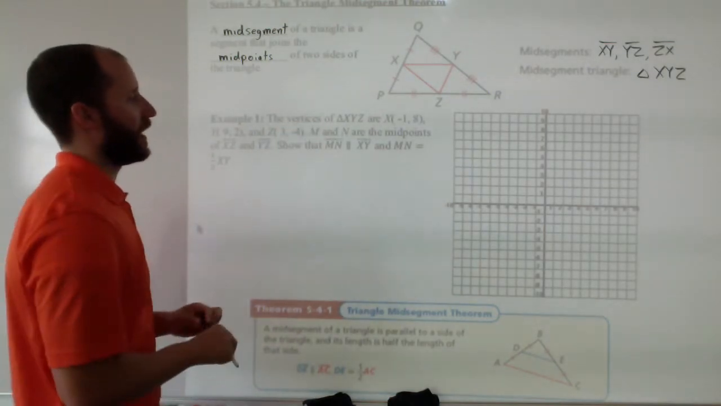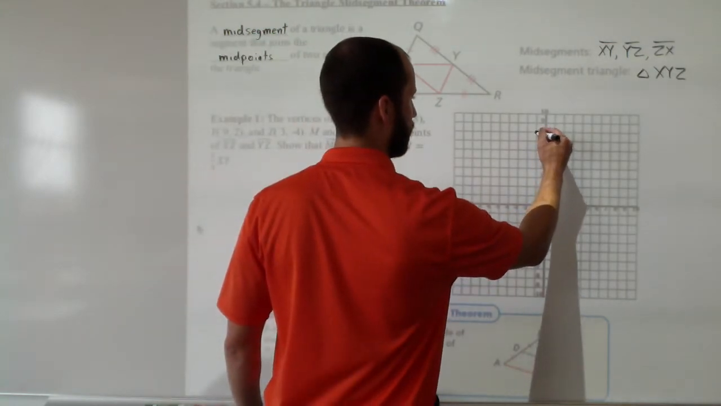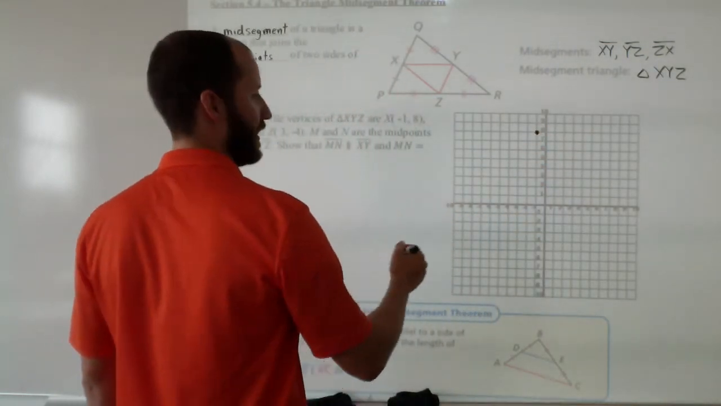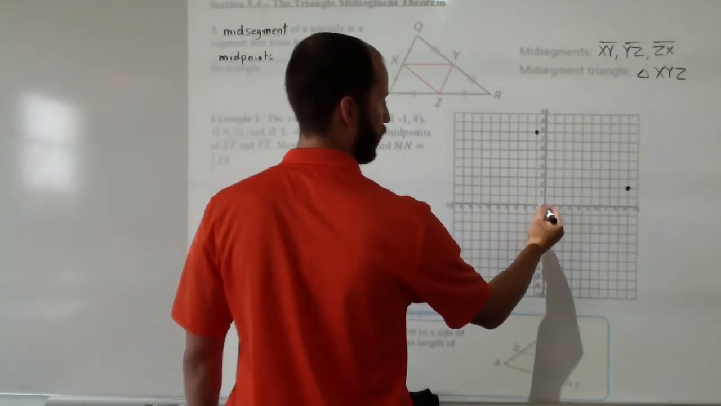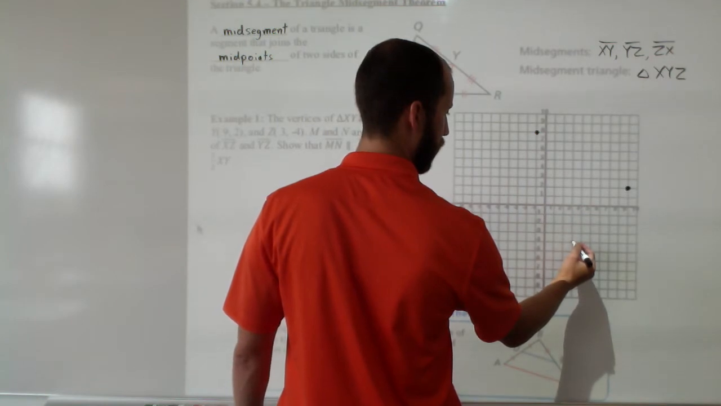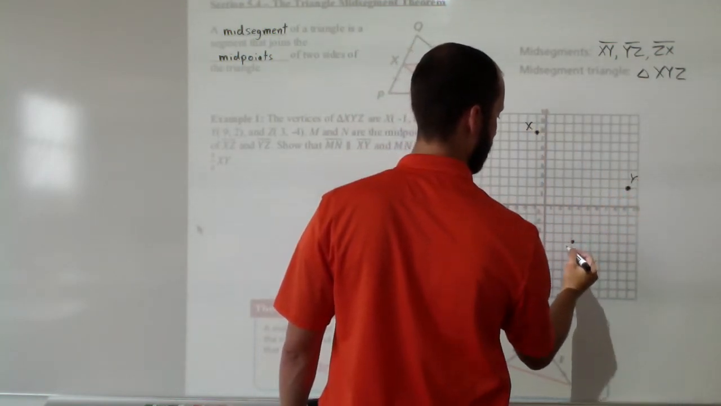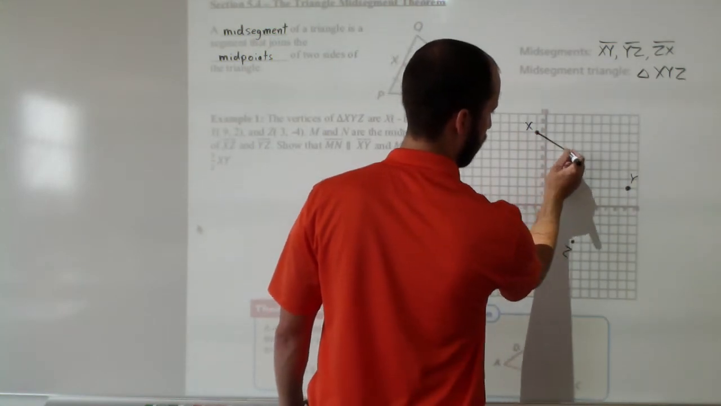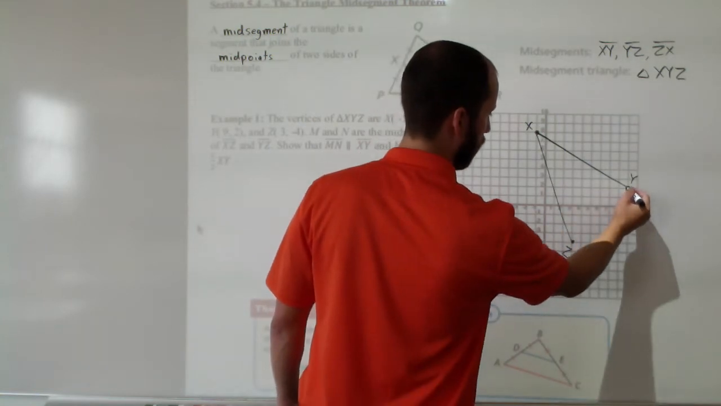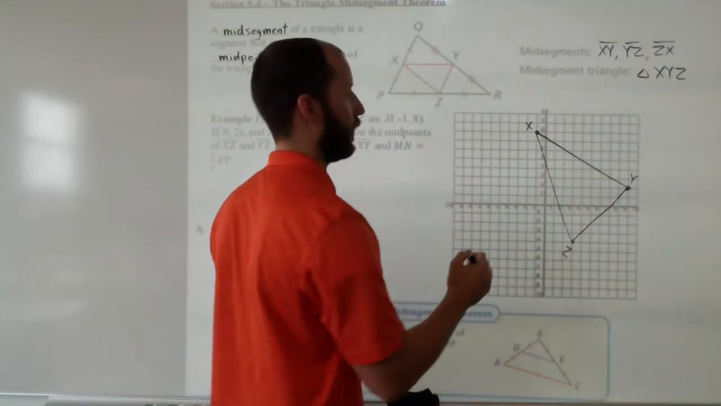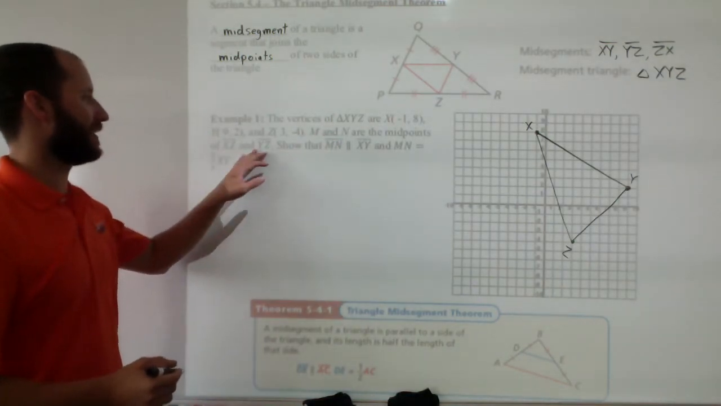The vertices of triangle XYZ. X is at -1, 8. Y is at 9, 2. And Z is at 3, -4. So X, Y, and Z. There we go. Now it says M and N are the midpoints of XZ and YZ.